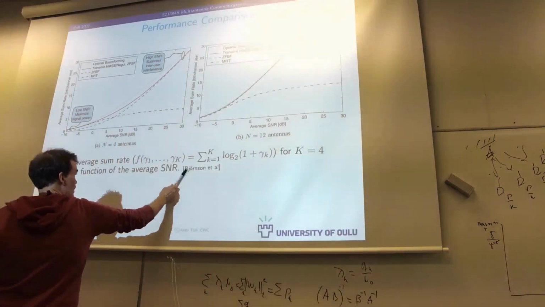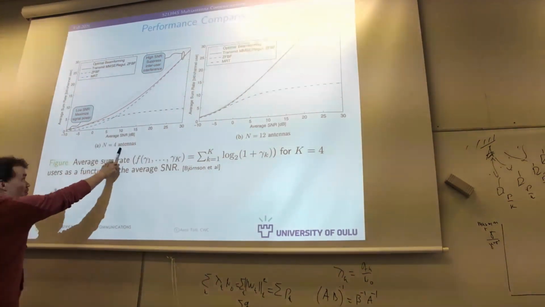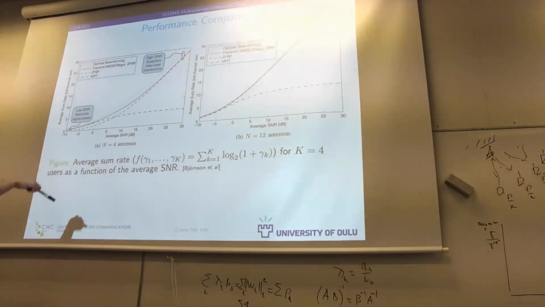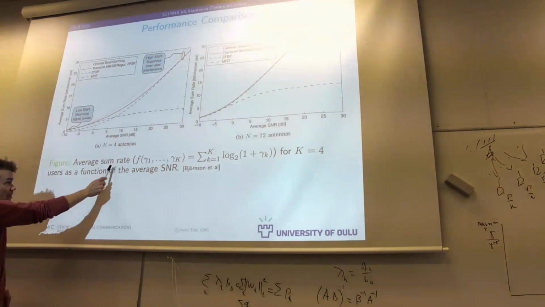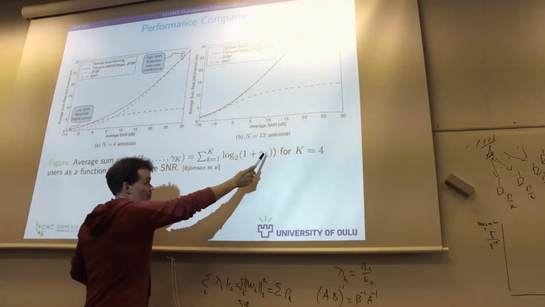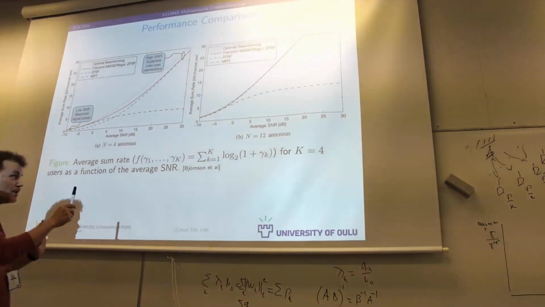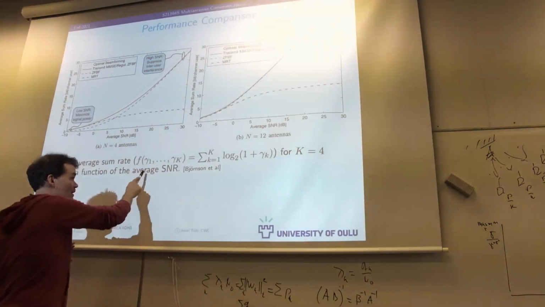This is from the signal processing magazine tutorial paper, with two scenarios, 4 antennas, 12 antennas, 4 users. Here we are computing the average sum rate, average over multiple channel realizations. The sum rate, sum of log of 1 plus SINR over all 4 users.